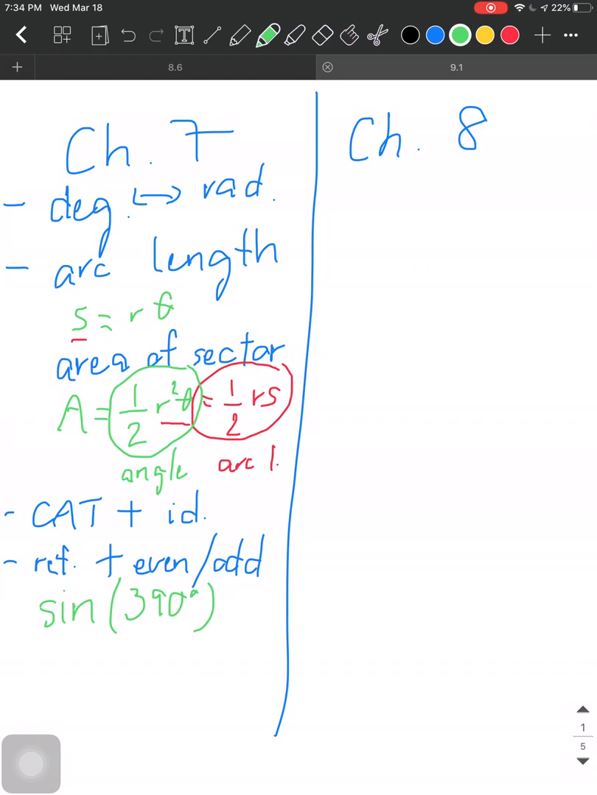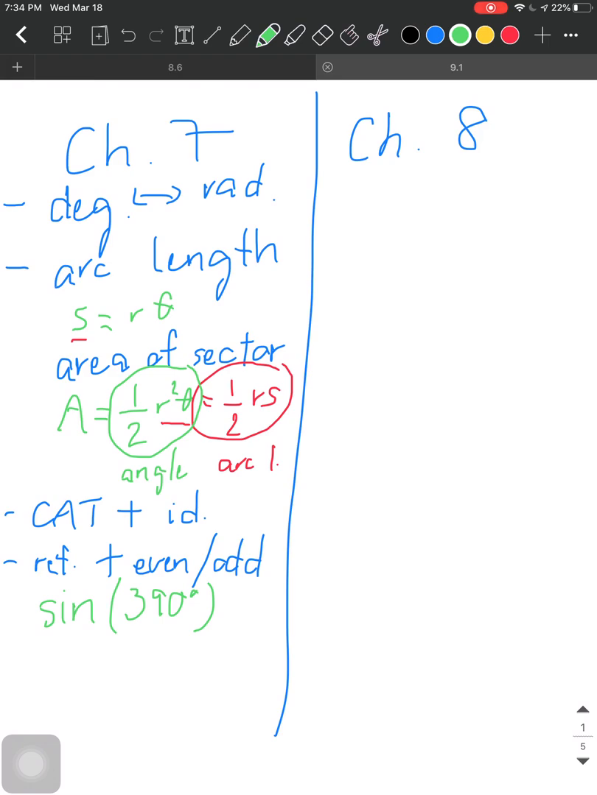But be cautious that just because you have the reference angle, it doesn't mean the answer is always positive, right? Sometimes the answer could be negative, especially, for example, in this case, 390 is not in the first quadrant, right? So you have to draw it out to see what quadrant you're in to make sure whether your value is positive or negative, depending on the "All Students Take Calculus" thing, okay?